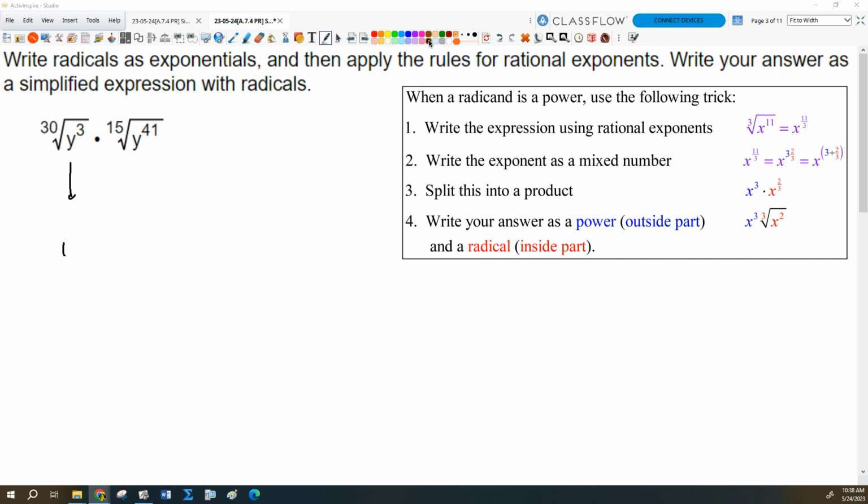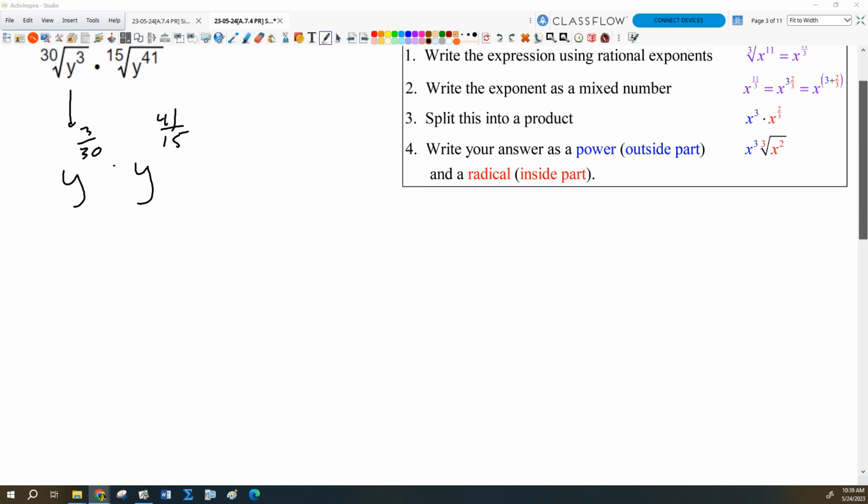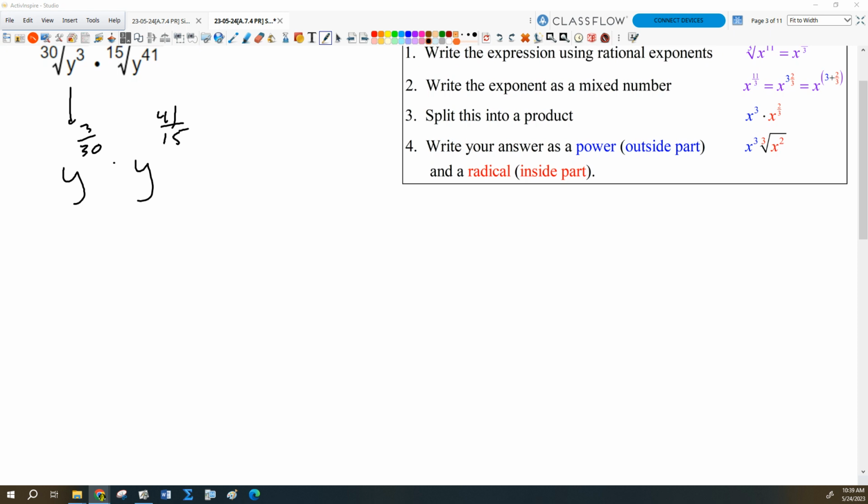So this one gives us y to the 3/30. This one gives us y to the 41/15. Okay, and now there's a temptation to reduce that fraction and make it 1/10. Now you can do that. It's fine to do, but ultimately we're going to be combining those into a single base, right? When we multiply like bases, we add the exponents.